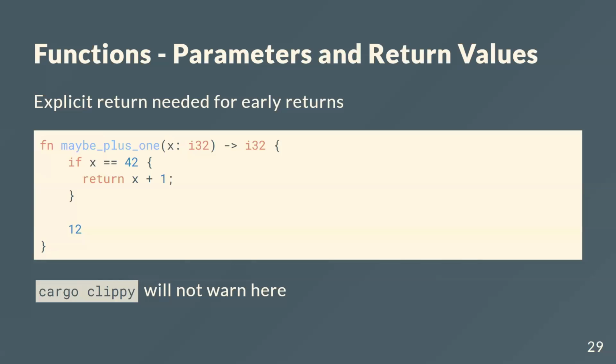If I was doing an early return, then I absolutely would need to do an explicit return. So in this case, I've said this is the function that maybe adds 1, checks the value on the condition that it's 42, it returns x plus 1, and then if not, it returns 12. In that case, if I didn't have that early return statement, then the function would do something different. So it wouldn't make sense. And cargo Clippy won't warn here. This early return is totally reasonable. Whereas if on that last line I'd written return 12 semicolon, that would have produced a Clippy warning.